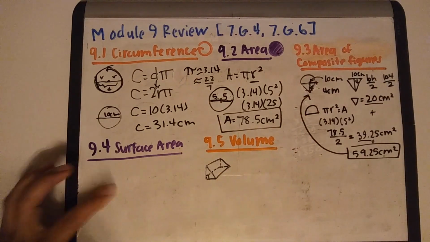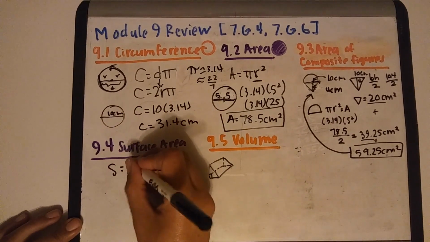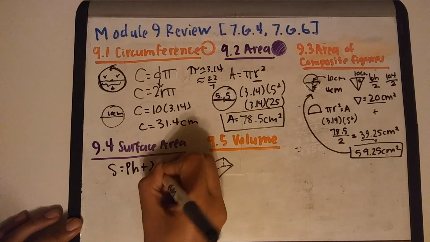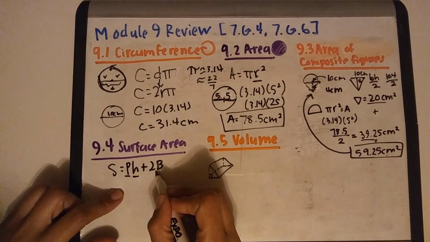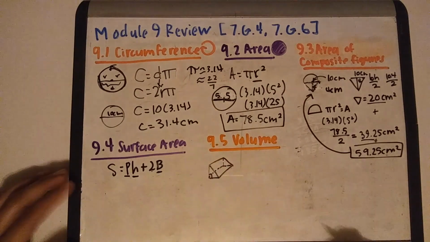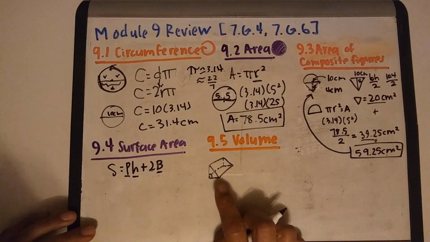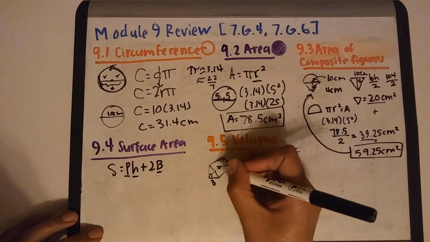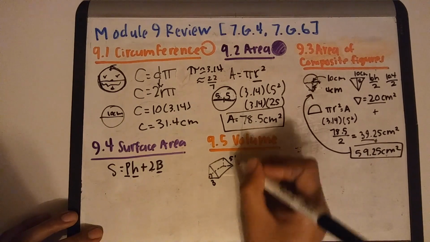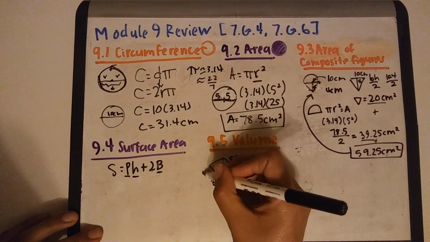Okay. Surface area, we have to know the formula. So surface area equals pH plus 2B. Remember, this is the perimeter of the base, the height of the prism, and then 2 times the area of the base. Okay, so for instance, if we have this triangular prism, so let's do this one right here. So let's say that this is 3, let's say this is 5 inches, let's say this is 10 inches and let's say that this is 4 inches.